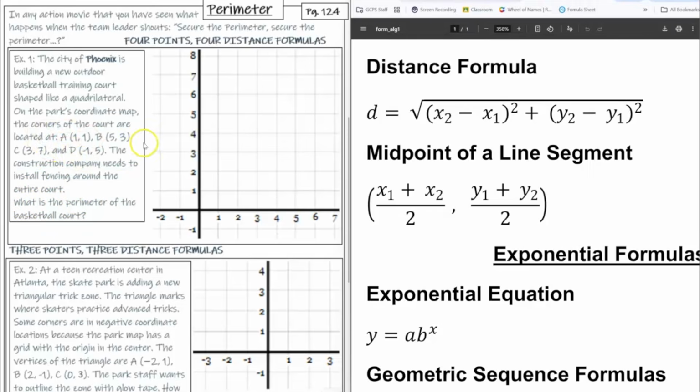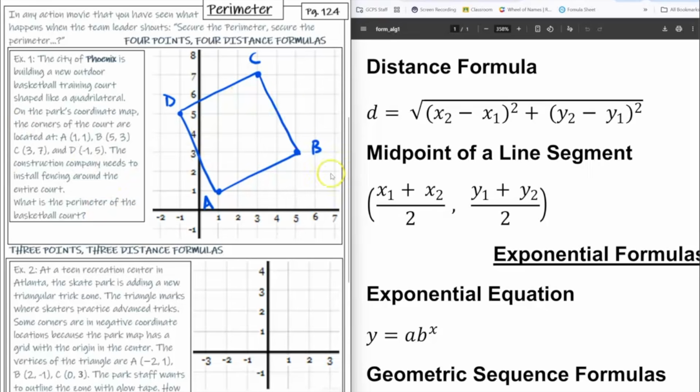All right, so let's go ahead and start off by graphing or plotting these points. 1, 1 is point A. 5, 3 is point B. 3, 7 is point C. And negative 1, 5 is point D. And I was waiting to graph them before I labeled them. So it went like this. Okay, so this is the quadrilateral when I join these 4 points. It looks like a square to me.